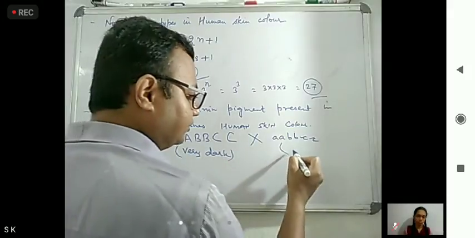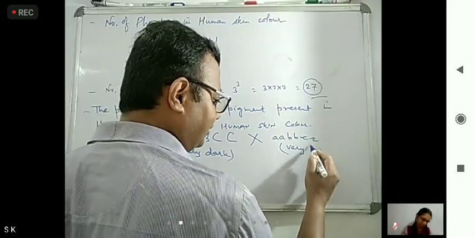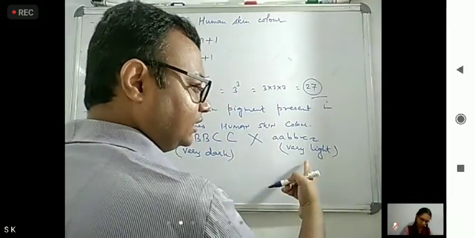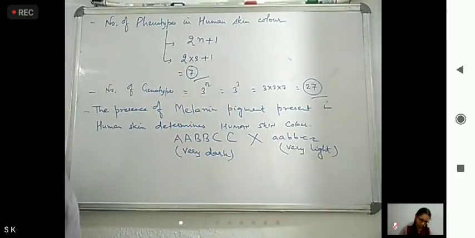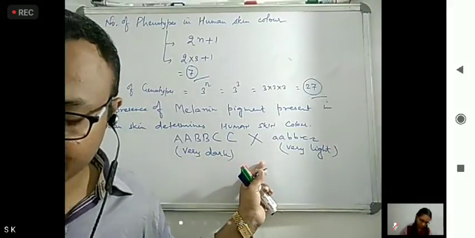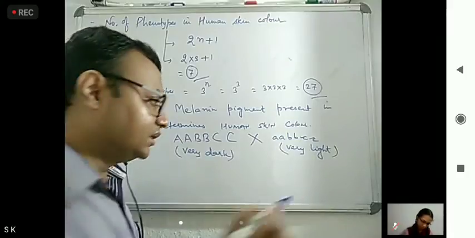And here what will come? Very light, because all are having very little melanin. So very light. Okay, it is very dark, it is very light.